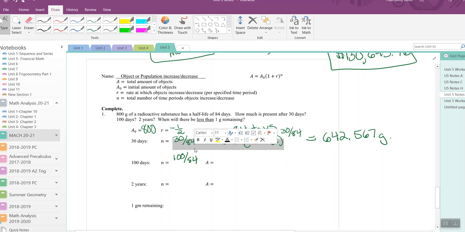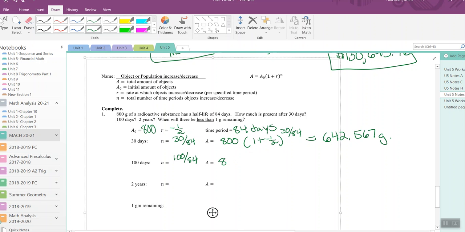So in 100 days, now the n would be 100 out of 84, so now it's going to be less than half. So it's still the same formula, except now the exponent is 100 over 84. So when you type that in your calculator, you get 350.527 grams.